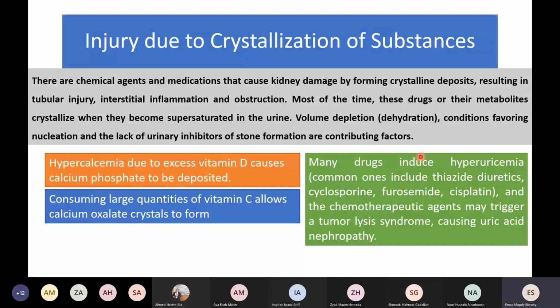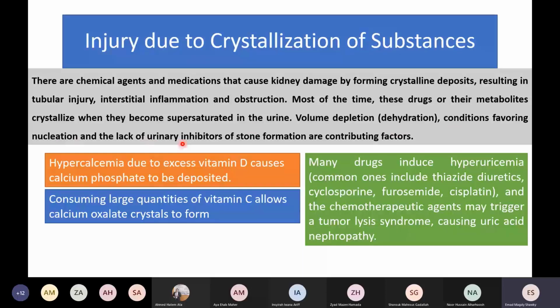The final mechanism of injury is injury due to crystallization of substances. What is meant by crystallization? It means that a drug helps crystallization of some materials or ions in the tubules, causing obstruction of the tubules, and this obstruction of tubules will cause renal shutdown. So there are chemical agents and medications that can cause kidney damage by forming crystalline deposits. Volume depletion, conditions favoring nucleation, and lack of urinary inhibitors of stone formation are contributing factors.